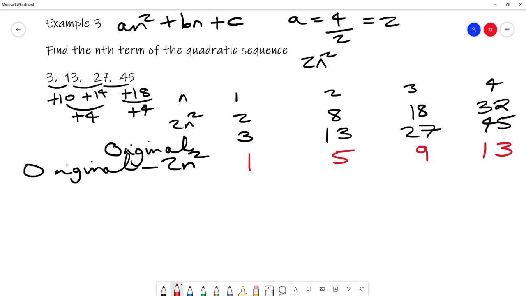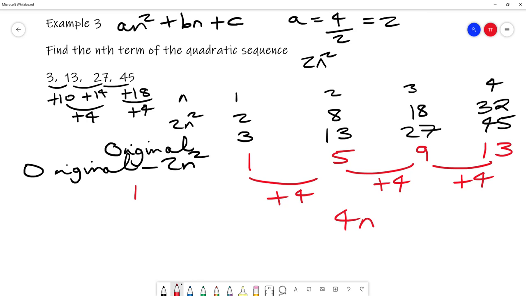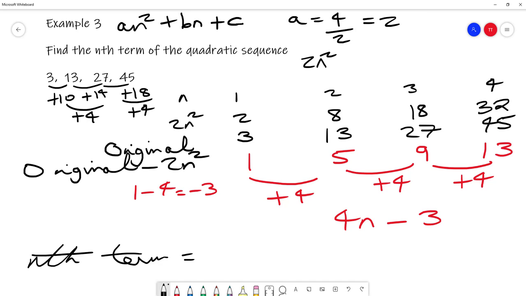So now we can say we're going to add 4 each time. And to find the term before, we do 1 take away 4, which is minus 3. So we get 4n minus 3. But remember, this is the nth term of a linear sequence. We want the nth term of the quadratic sequence. So the nth term is going to be 2n squared plus 4n minus 3. And that's it, we're done.